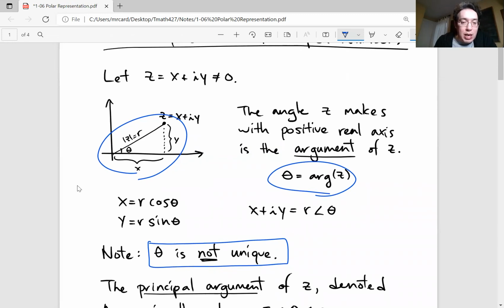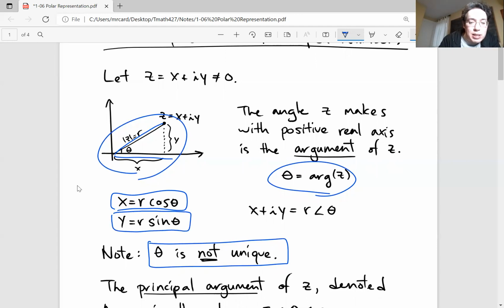And also remembering relationships in trig, cosine is the ratio between the adjacent side to the hypotenuse. So if you bring the hypotenuse to the other side, you get the real part could be written as the modulus times the cosine of the argument, and also similar relationship with sine. The imaginary part could be written as modulus times sine of the argument.